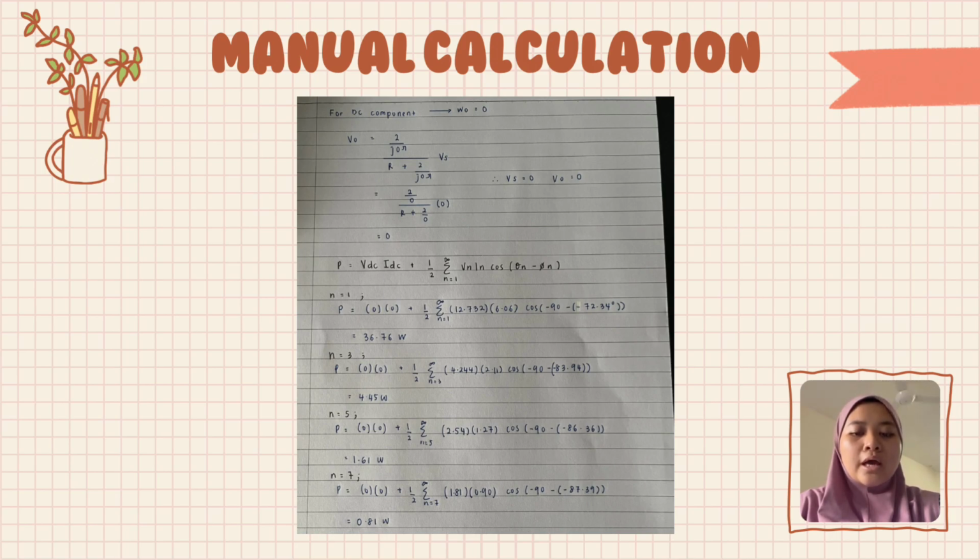So for n equals 1, the power is 36.76 watt. For n equals 3, the power is 4.45 watt. For n equals 5, the power is 1.61 watt. For n equals 7, 0.81 watt.